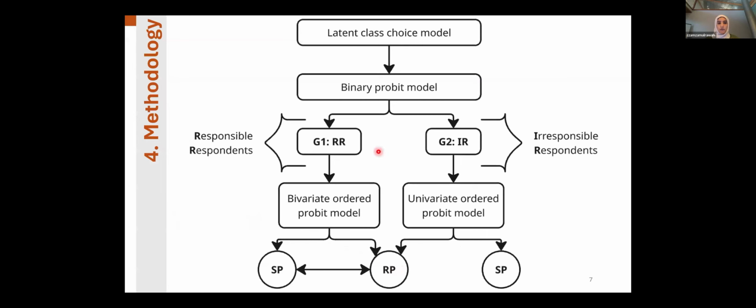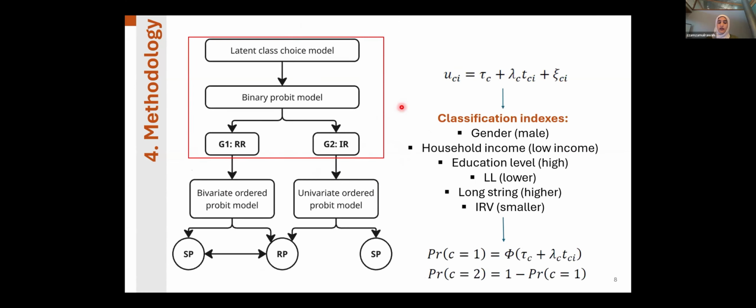This shows the methodological framework. So we will start by latent class choice modeling to classify the respondents into 2 groups. So G1 is group 1 for responsible respondents, and G2 is group 2 for irresponsible respondents. Once we classify those 2 groups, we will estimate the models simultaneously for both of them. For the first group, we will use bivariate ordered probit model. And for the second group, we'll use univariate ordered probit model. And in the next slide, I'll show the steps in more detail. So let's start with the first part.